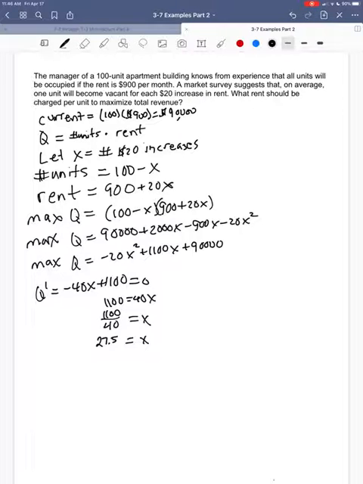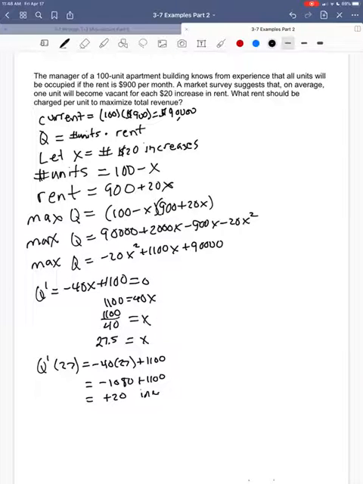The idea is then, is this really a minimum or a maximum? Well, if I plug in Q prime of 27, that's negative 40 times 27 plus 1100. That would be negative 1080 plus 1100, so that would be positive 20.